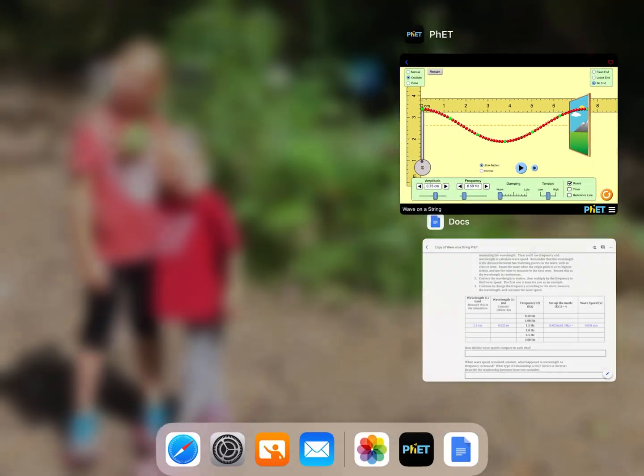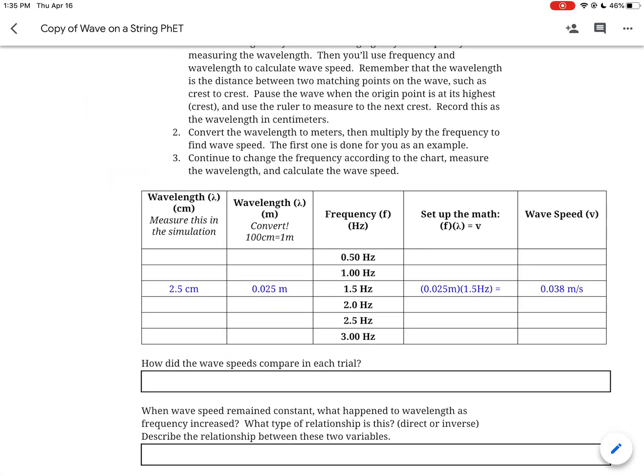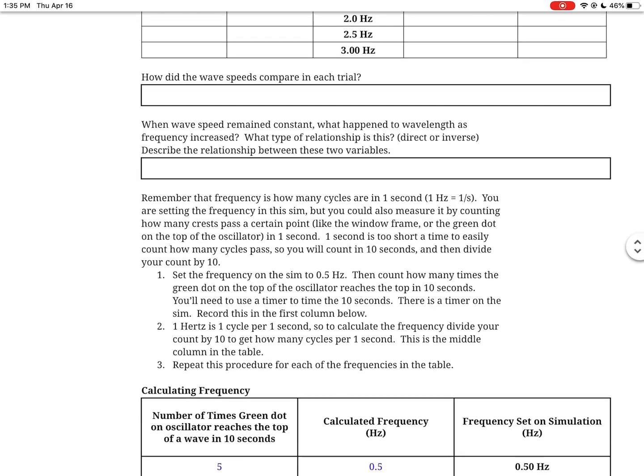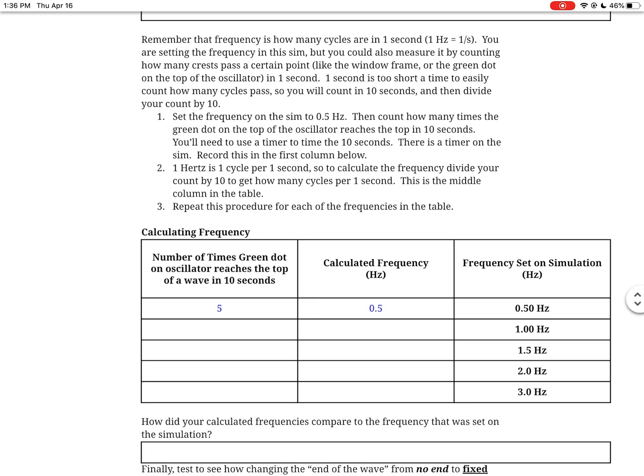You would enter that into the wavelength in centimeters, convert it to meters, set up your math for frequency times your wavelength, and calculate your wave speed. Then you're going to answer 2 questions here about the relationship between wavelength and frequency. Then the next thing you're going to do is frequency.